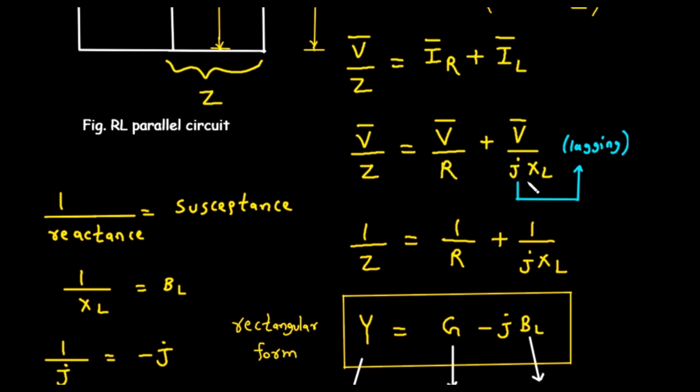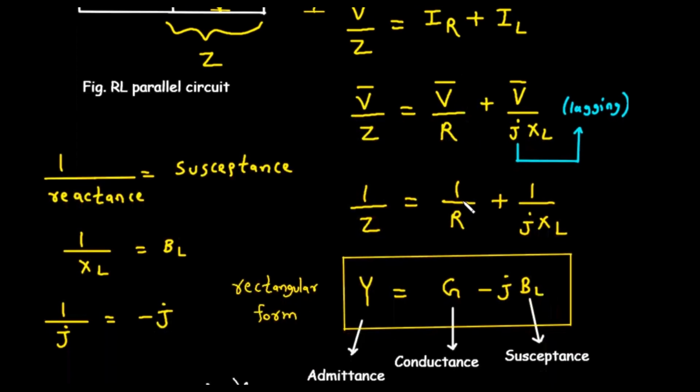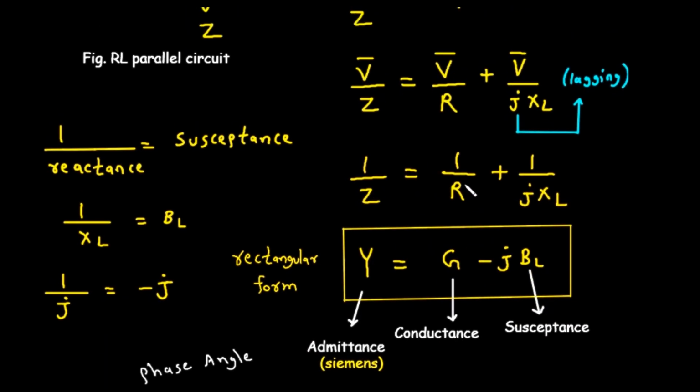Notice that the voltage, V bar, is present in every term of this equation. Because it's a common factor, we can divide the entire equation by V bar, which simplifies it to 1 divided by Z equals 1 divided by R plus 1 divided by J times XL. This equation is fundamental. It shows how the reciprocals of the individual oppositions add up to give the reciprocal of the total opposition. This leads us to a new set of concepts that are very useful for parallel circuits. In electronics, sometimes it's easier to talk about how easily something allows current to flow, rather than how much it opposes it. This ease of flow is the reciprocal of opposition.